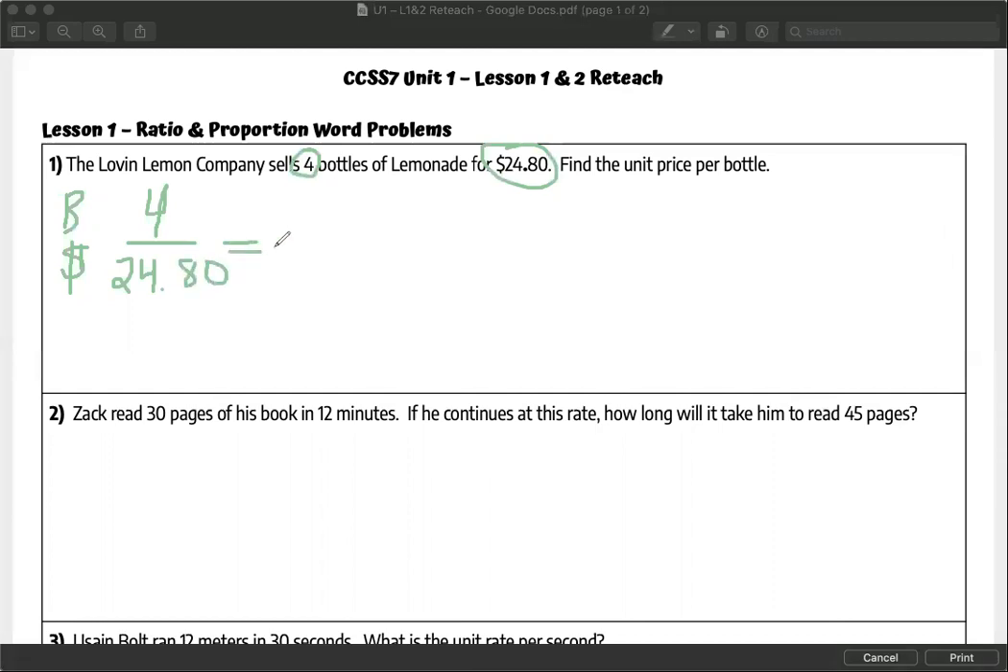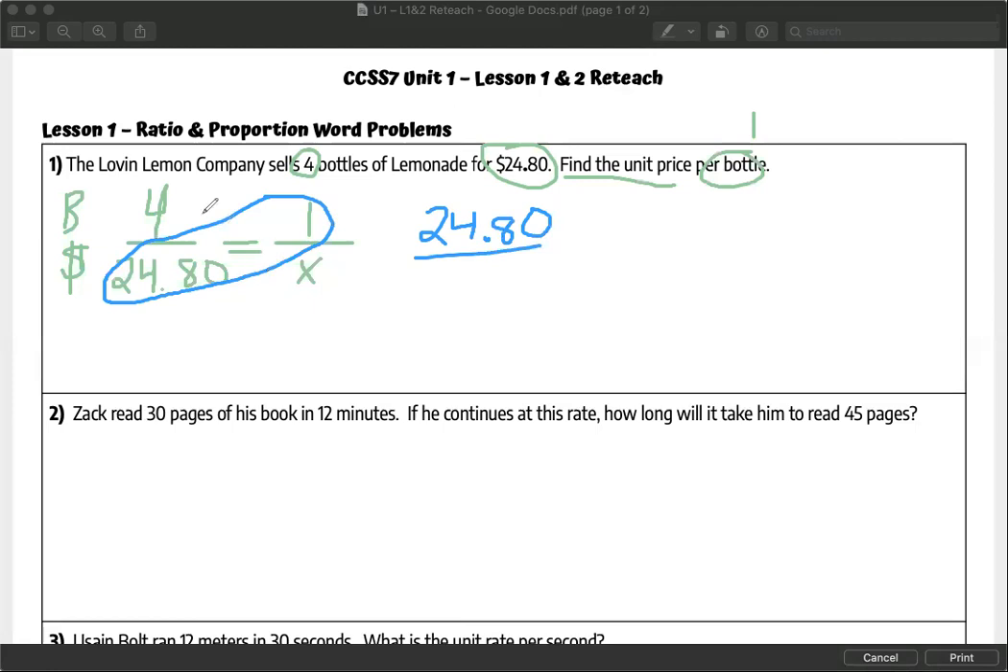And then there's not a third number that's given to us, but it says the unit price. We're finding the price per bottle, which means per 1 bottle. So the 1 goes with the bottles. We are solving for the price. When we solve a proportion, we find the diagonal that has 2 numbers in it. So that's this diagonal here in blue. And I multiply 24.80 times 1, which is just 24.80. And we divide by the number that's in the same diagonal as the variable, and that's 4. So we're going to divide this by 4.